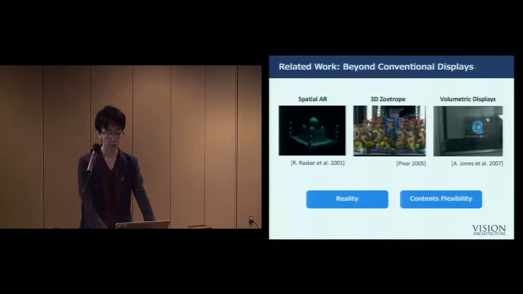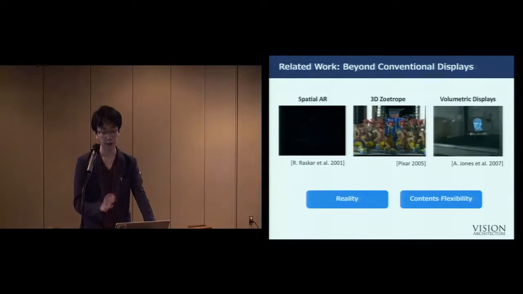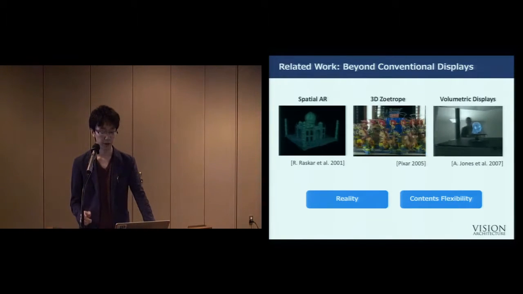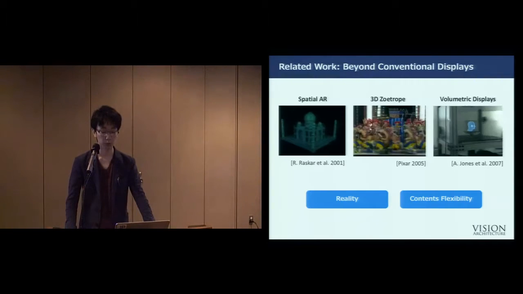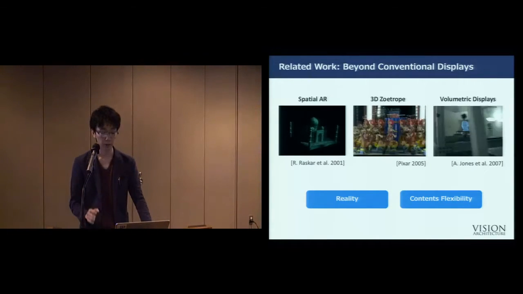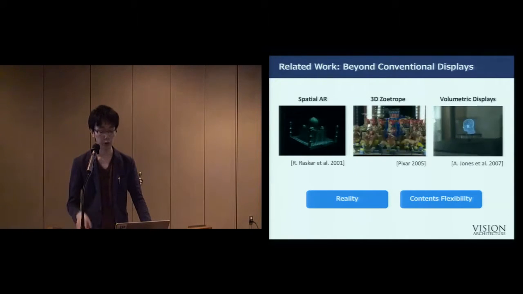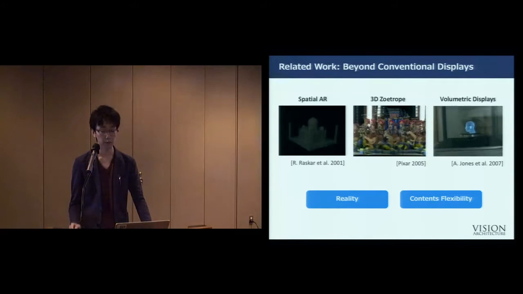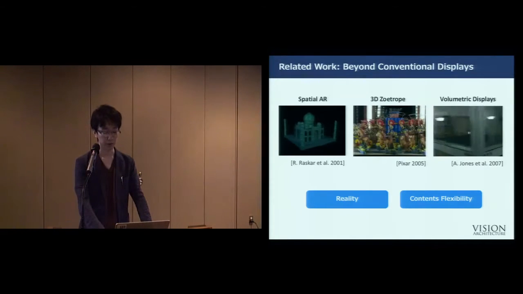In addition, volumetric displays can express any 3D shapes as you like, but generally, it's not real due to lack of appearance of physical objects. There is a moderate trade-off relationship between image reality and content flexibility. So we aim to achieve both of them simultaneously.